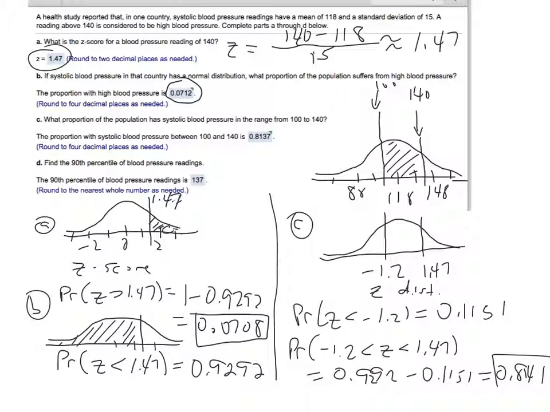Okay, and then part D is asking about the 90th percentile, and that's a very different question than we've had before. What the 90th percentile means is, where should I draw a line in this picture? Where should my line be so that the total area to the left of my line is 0.9? In other words, where do I draw the line that cuts off the bottom 90% from the top 10%? That's actually a very easy question, but it involves reading the table backwards. I'll do that on the next slide.